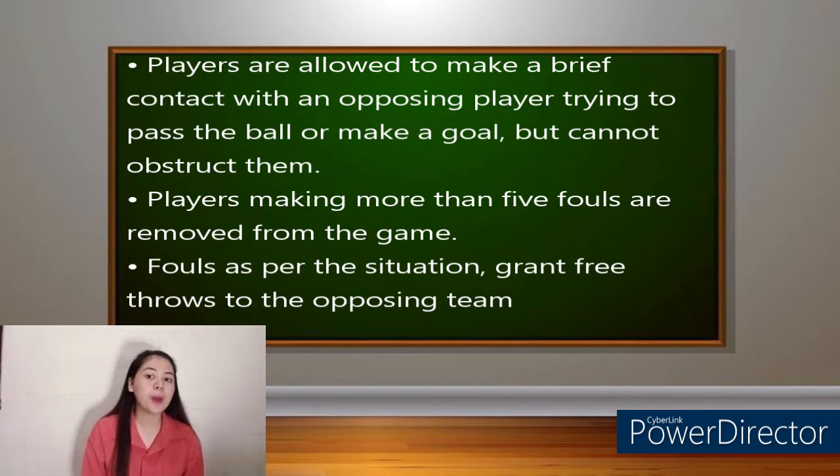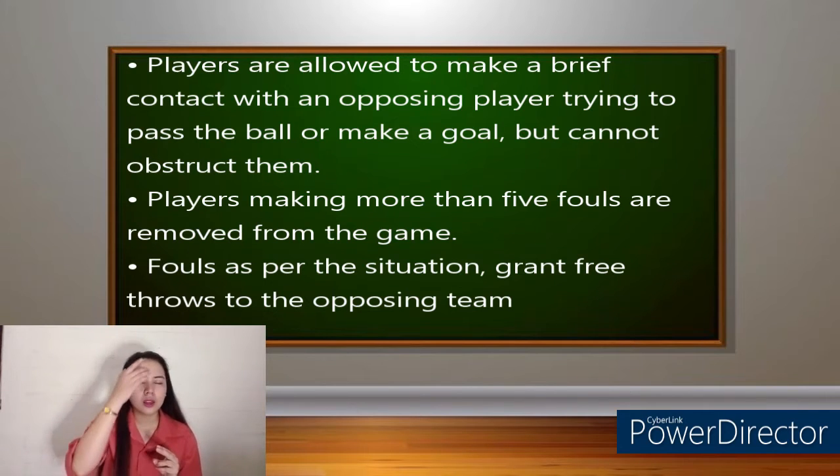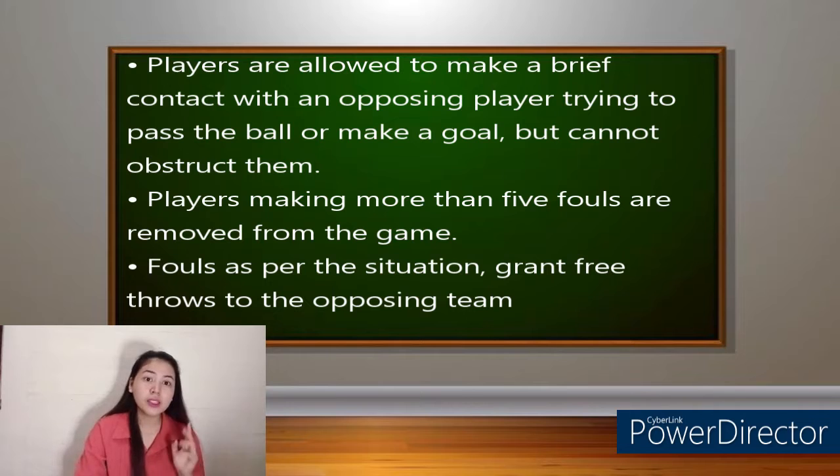Number 5 is pause as per the situation. The opposing team gets a free throw and the ball is handed over to the team. When you foul, the person you foul will have free throws on their side of the court, giving 1 point or 2 points. It is decided by the referee if it's a 1-point shot or a 2-point shot.